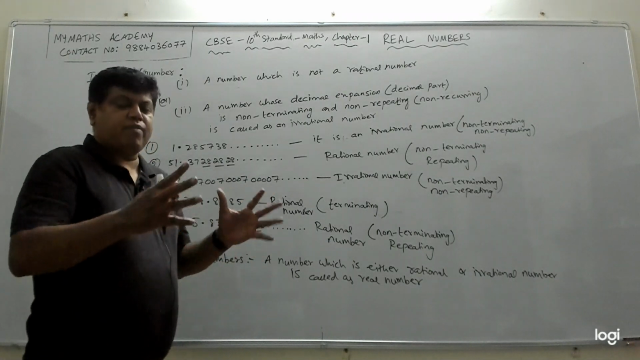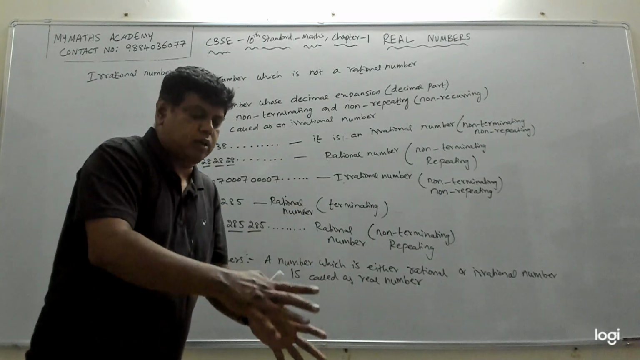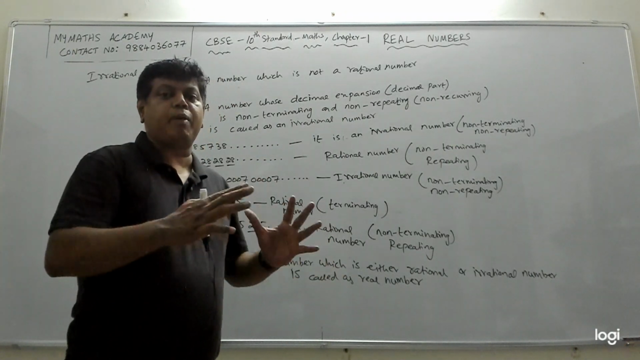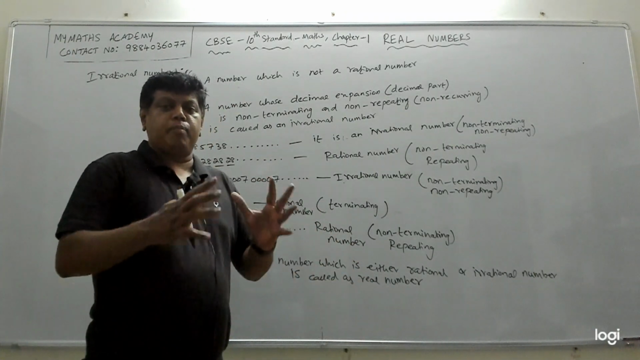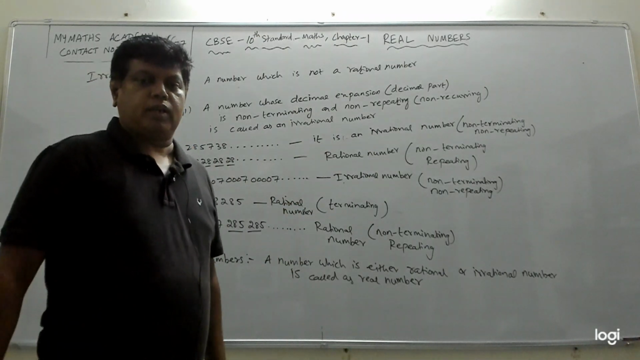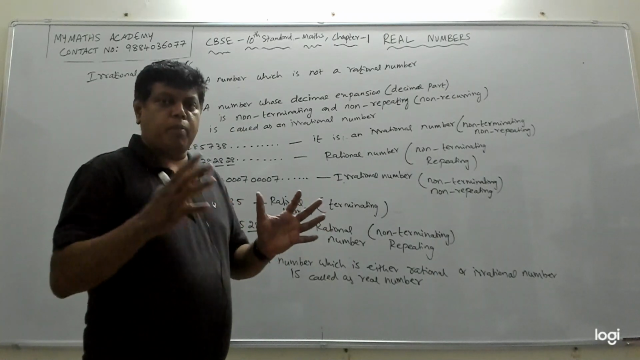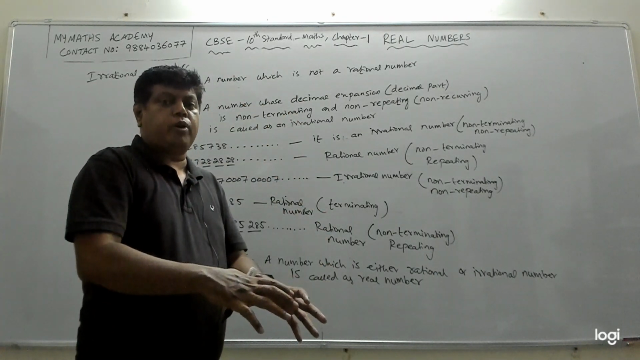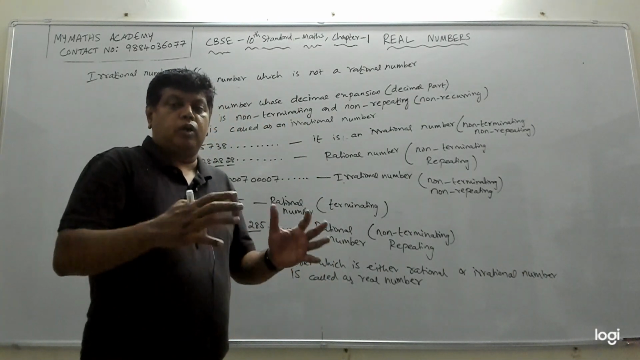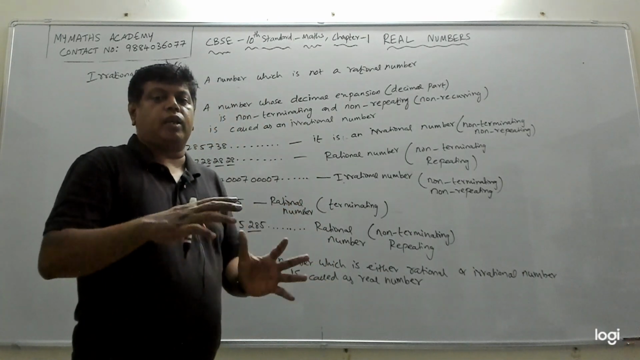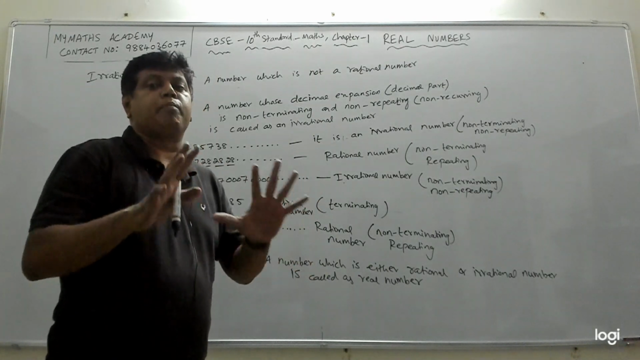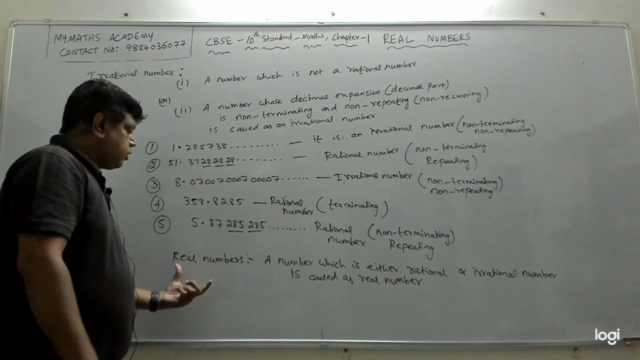Suppose you have a bag. If I put all the rational numbers into the bag and all the irrational numbers into the bag, then that bag will have real numbers. The real numbers will have both rational and irrational numbers. So that is called a real number.